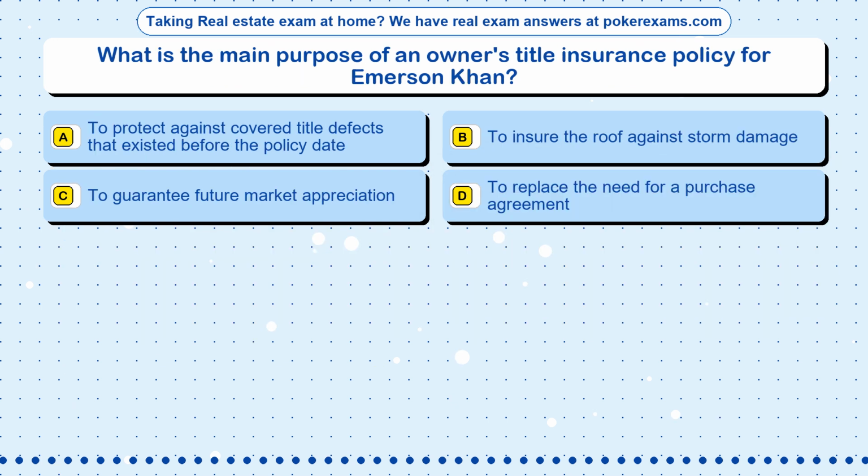Question 21. What is the main purpose of an owner's title insurance policy for Emerson Kahn? Option A, to protect against covered title defects that existed before the policy date. Option B, to insure the roof against storm damage. Option C, to guarantee future market appreciation. Option D, to replace the need for a purchase agreement.